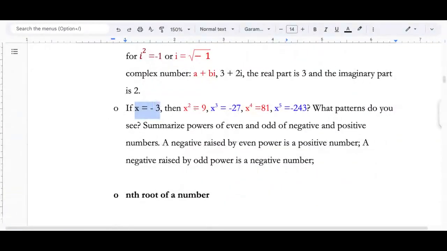But if x equals negative 3, x squared equals 9, x cubed equals negative 27, x to the fourth equals 81, x raised to the 5th is negative 243. So what pattern do you see? An even power will change a negative number to a positive number, but an odd exponent keeps the sign, right? Negative 3 raised to 3 is negative 27.